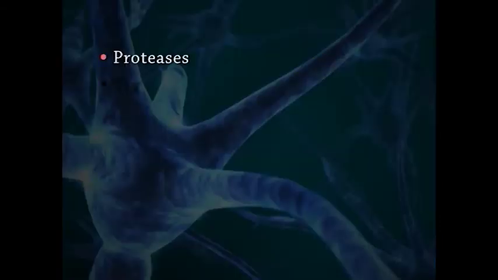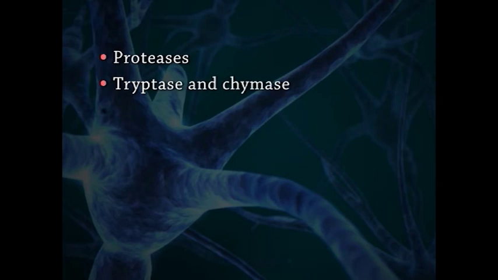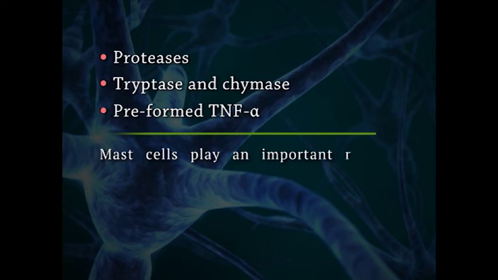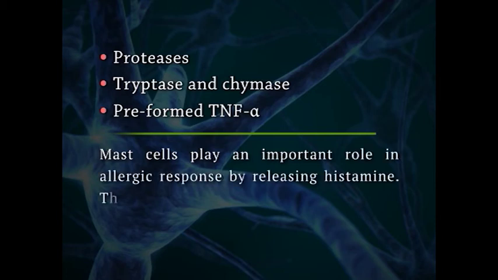Like basophils, they have a large number of cytoplasmic granules that contain histamine and other pharmacologically active substances like protease, tryptase and chymase, and preformed TNF-alpha. Mast cells play an important role in allergic response by releasing histamine. They have Fc receptors for IgE and IgG.